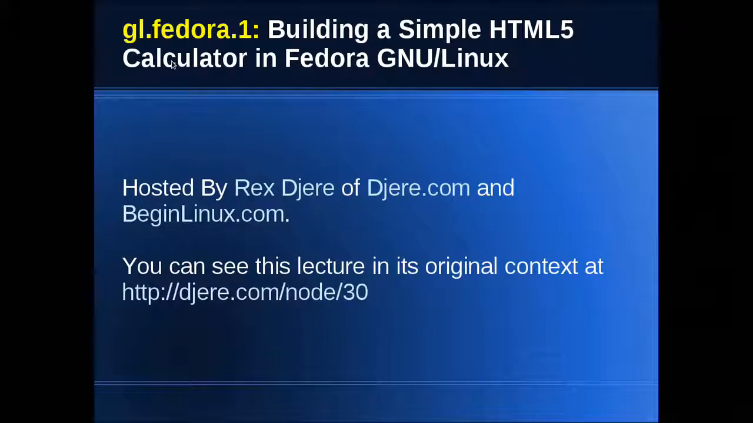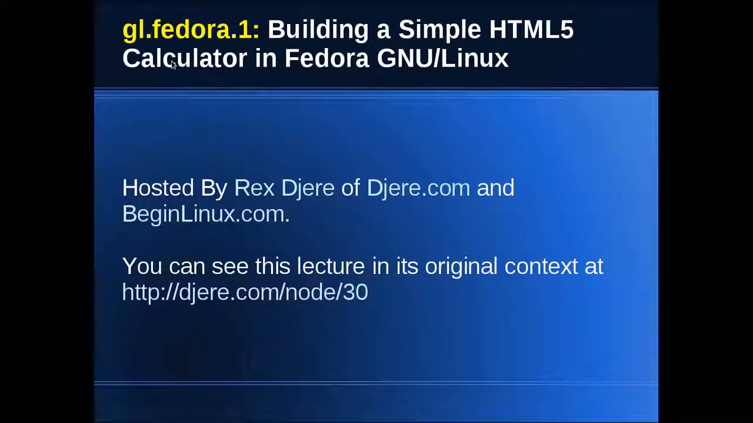The title of today's lecture is gl.fedora.1, building a simple HTML5 calculator in Fedora GNU Linux. You can see this lecture in its original context at jerry.com/node/30.